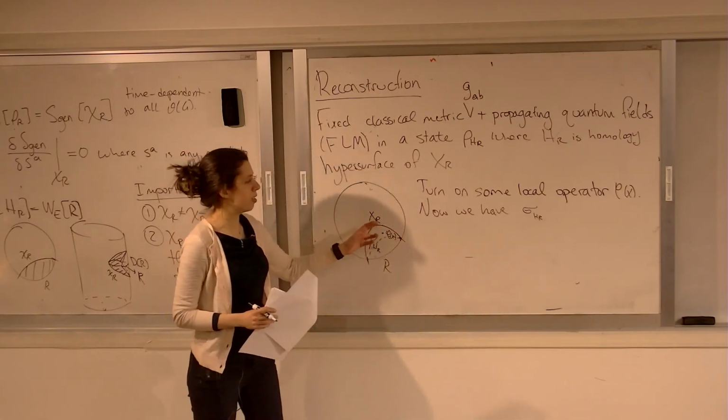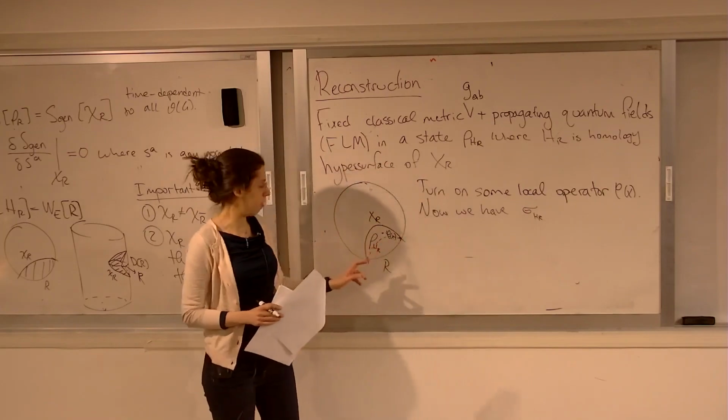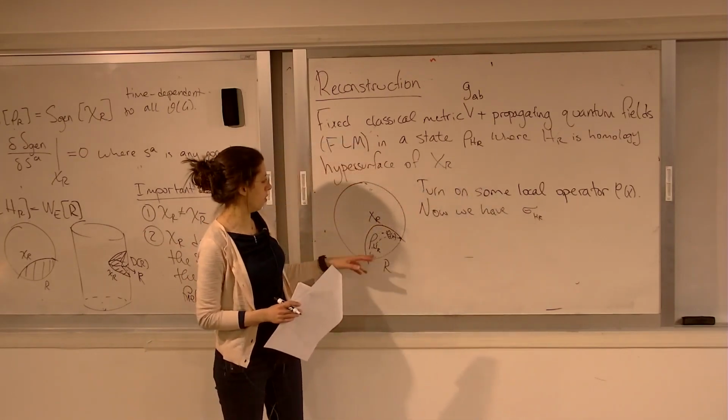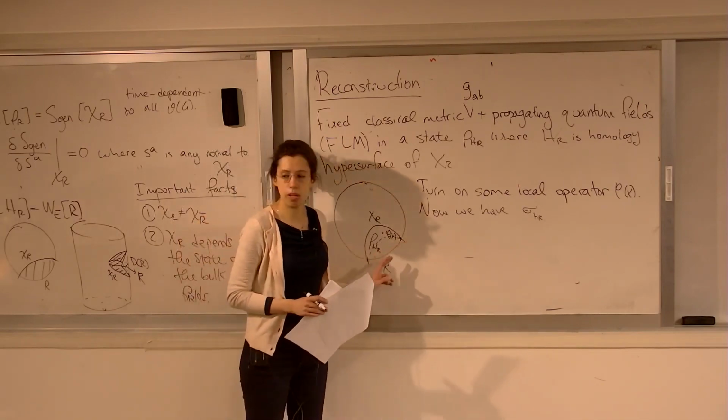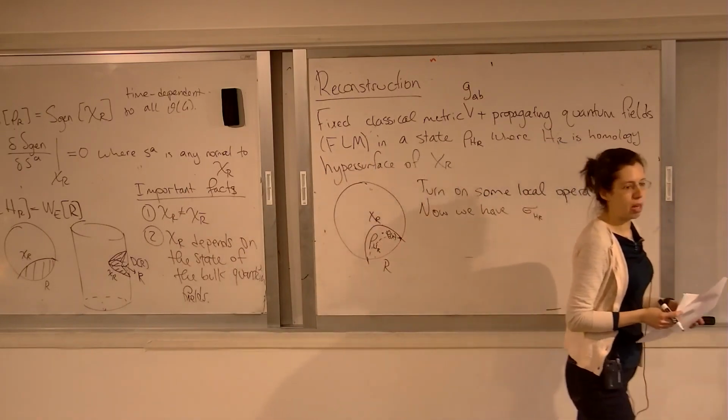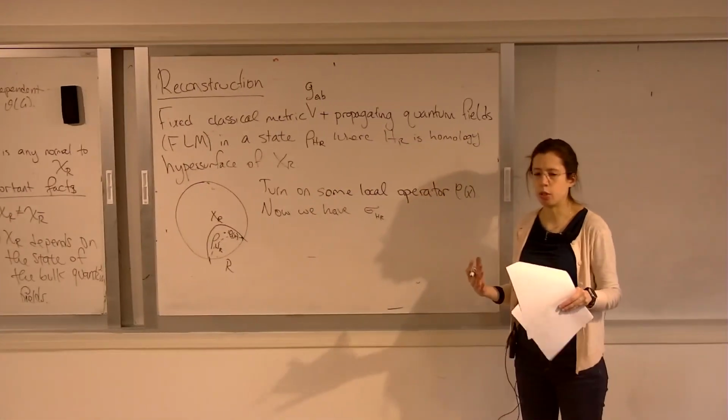can we always tell from CFT quantities defined purely on R if we have sigma R or if we have rho HR, so sigma HR or rho HR? That's our task here with reconstruction. So that means that we have to find a good way to distinguish between states.